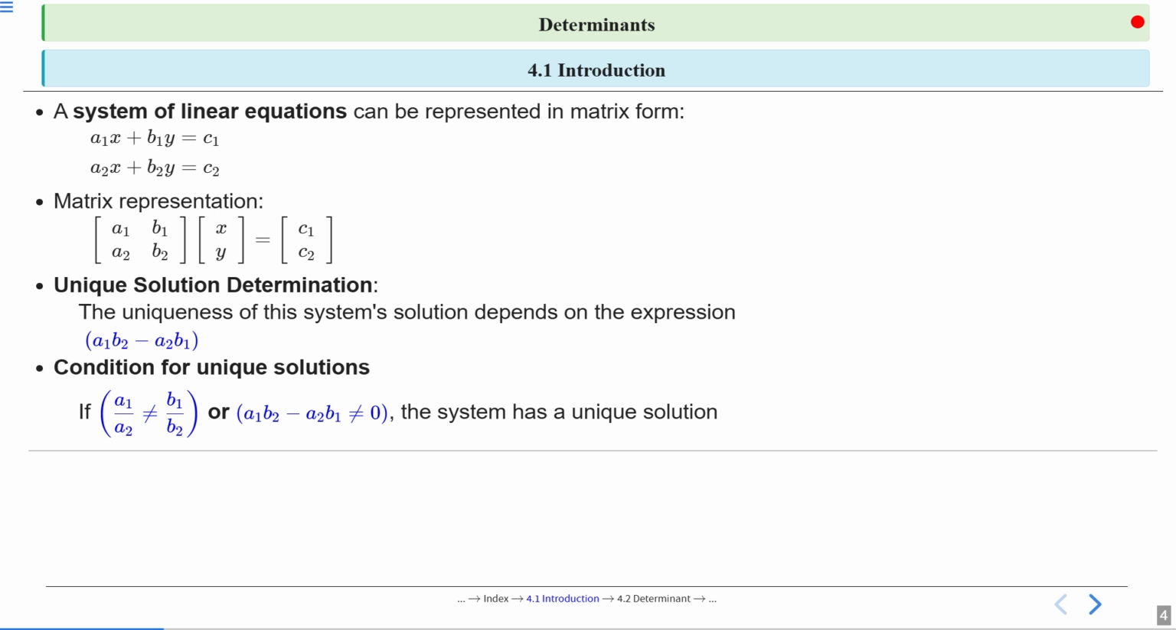So this expression is important for us, and that expression is called the determinant of the matrix a1 b1, a2 b2. Okay. The system of linear equations has a unique solution if this expression is not equal to 0. That is, a1 b2 minus a2 b1 is not equal to 0. Then we have the conclusion that the system has a unique solution.